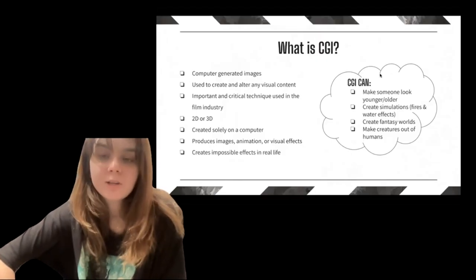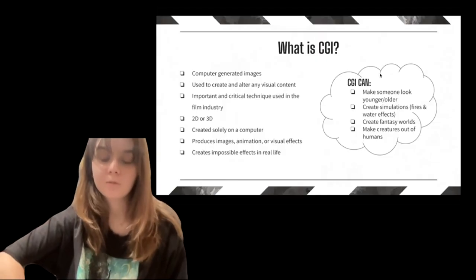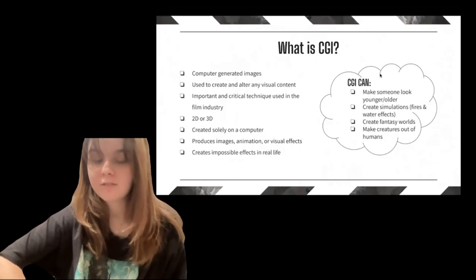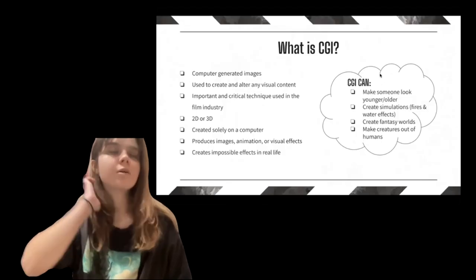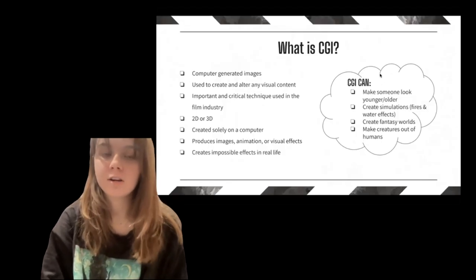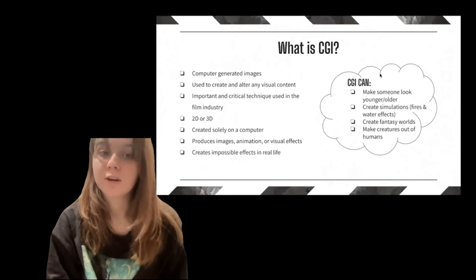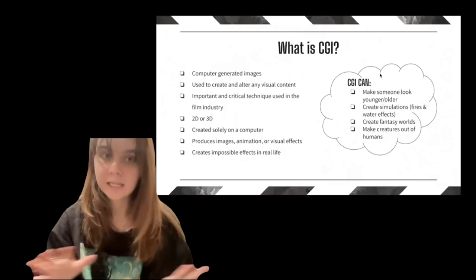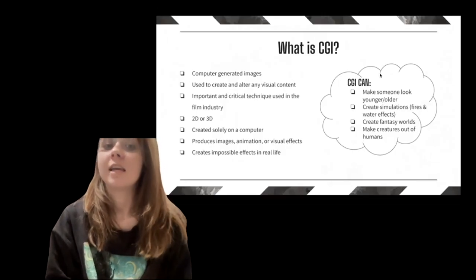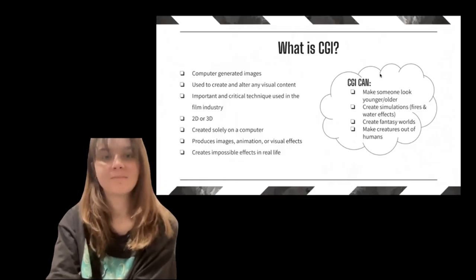CGI can make someone look younger and older. It can create simulations like fire and water, create fantasy worlds, and make creatures out of humans. Some noticeable examples of CGI are Avatar, Jurassic World, and Toy Story was actually the first film that was filmed in completely CGI. So that was a big part of CGI.